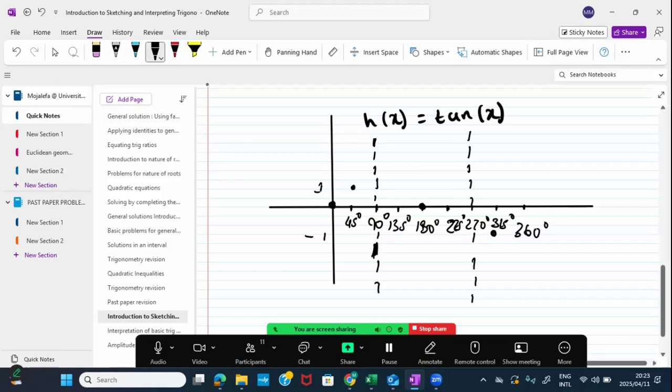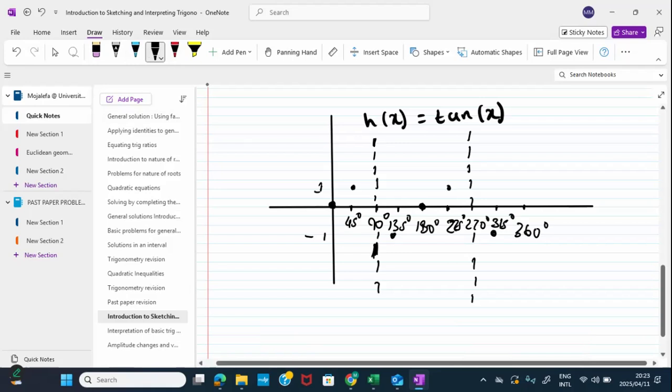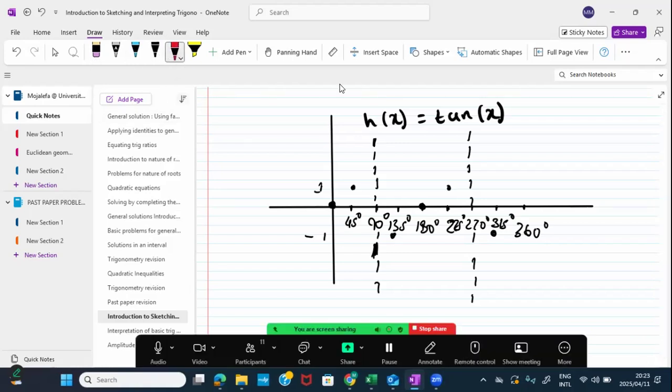225 is 1. 135 is -1. 180 is how much? It's 0. Okay, so now we can join the points and draw our graph.